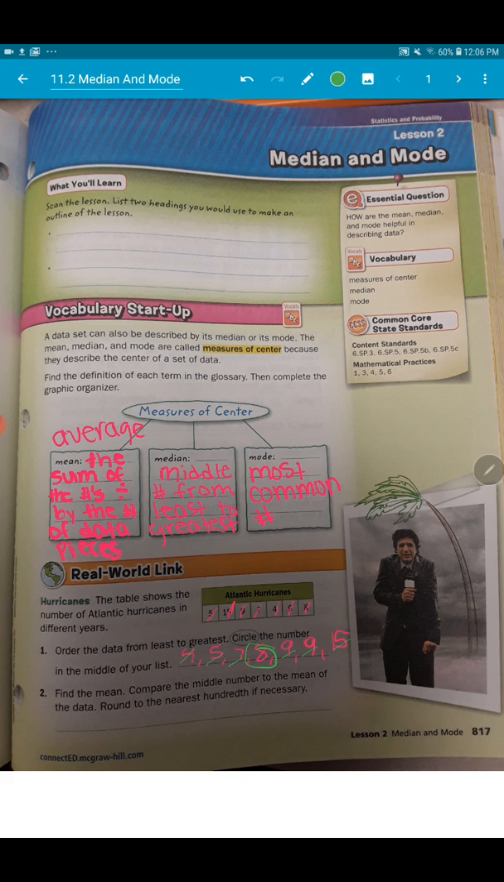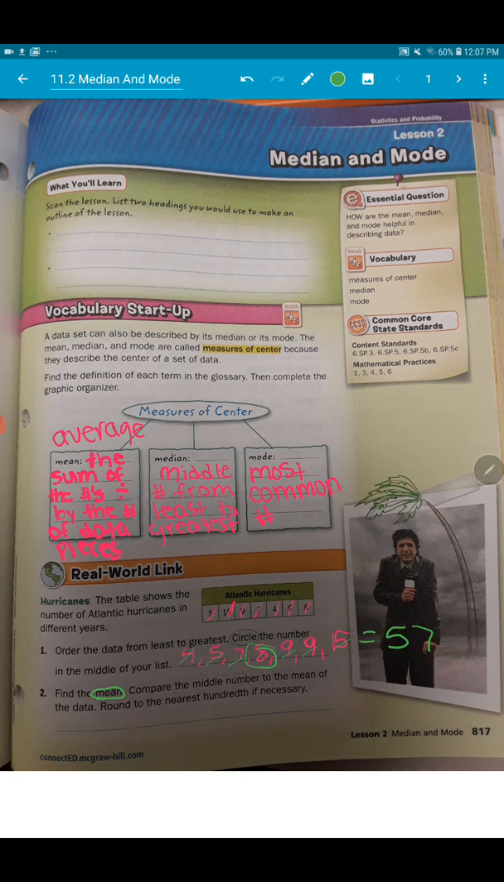Now, find the mean. So remember, a few days ago, we found the mean. That's when you add up all the numbers together. So everyone can do this on their calculator. That's what I'm going to do. So 4 plus 5 plus 7 plus 8 plus 9 plus 9 plus 15. And when we add up all those numbers, we actually get 57.